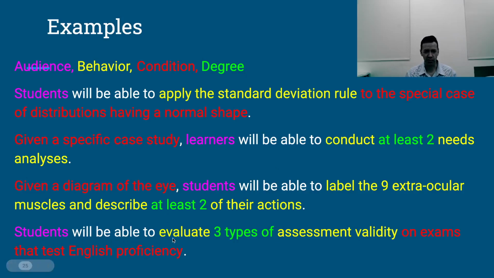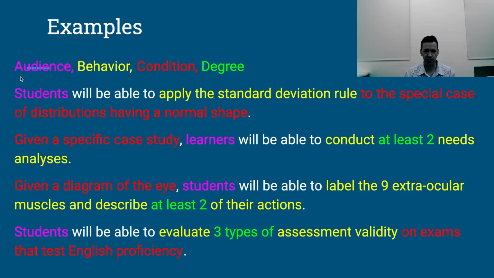So students will be able to evaluate 3 types of assessment validity on exams that test English proficiency. So what this means is you will be able to evaluate whether these English proficiency exams are valid. Okay, so again, behavior, evaluate is our action verb, degree 3 types, and then condition is on English proficiency exams. All right, now they don't need to be this complicated.